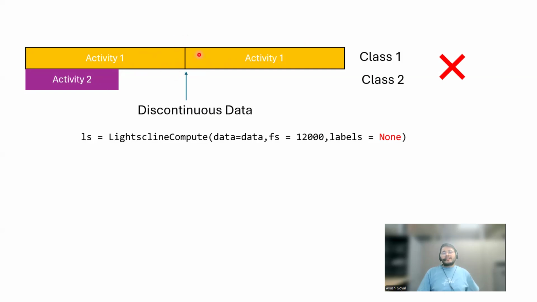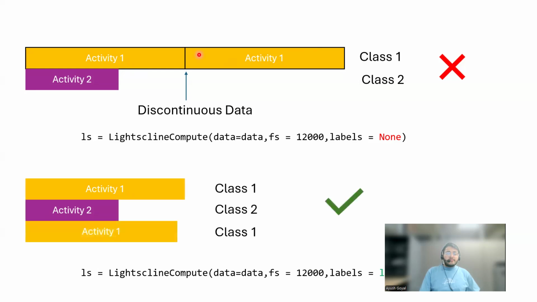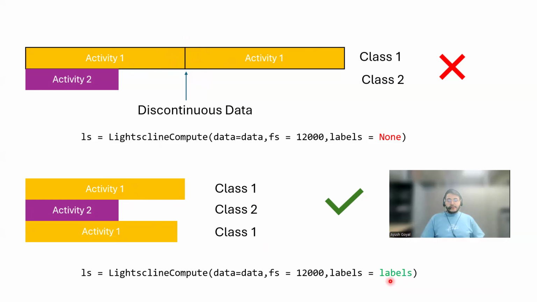Now, if these blocks are too big, like if you have only 2 or 3 discontinuous breaks, that should be fine. That should not matter. But if you have a lot of discontinuous data, I would advise another way, which is to give data like this, where you have activity 1. So you are separating the blocks of data and then you are giving a class corresponding to each block. This would ensure that the package does not do something with the discontinuous part of the data. So to do that, make sure that you also give labels.